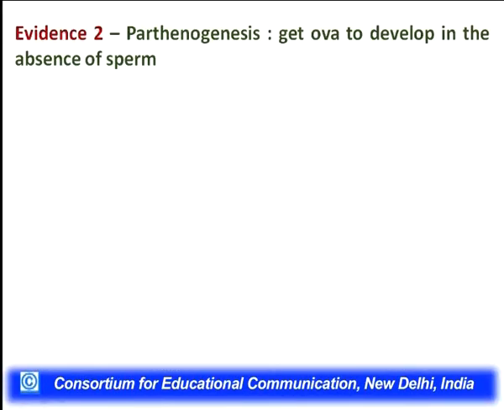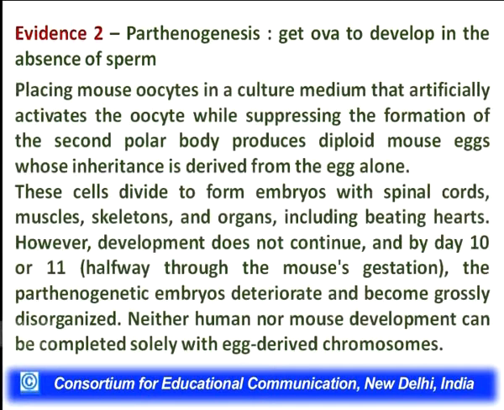Another evidence is parthenogenesis, in which the ova develop in the absence of sperm. Placing mouse oocytes in a culture medium that artificially activates the oocyte while suppressing the formation of the second polar body produces diploid mouse eggs whose inheritance is derived from the egg alone. As we saw in the hydatidiform mole, the development was only because of the sperm chromosomes. In parthenogenesis, only the ova develops on its own and the sperm does not give its genetic material. These cells divide to form embryos with spinal cords, muscles, skeletons and organs including beating hearts.